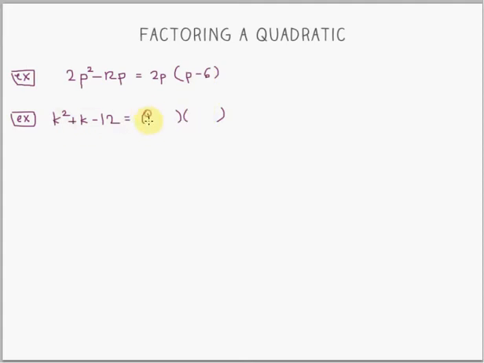So here we find when the leading coefficient is 1, we can just put k in both of those, because we know that when we multiply k times k, that's going to give us our k squared. Then we need to find how we get these two. These come from multiplying to give you negative 12 and adding to give you positive 1. So I think of all my factors of 12. So 12 has the factors 1 times 12, 2 times 6, and 3 times 4.